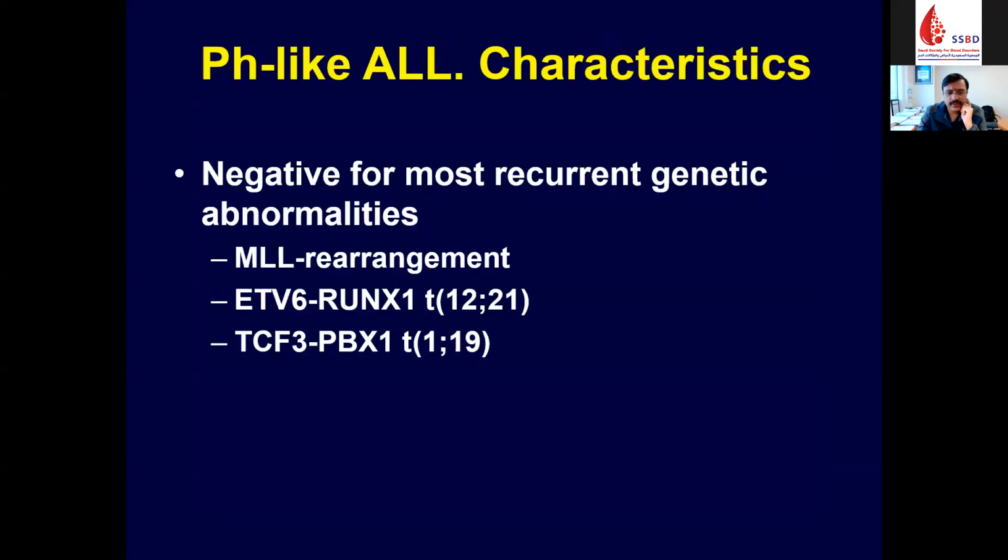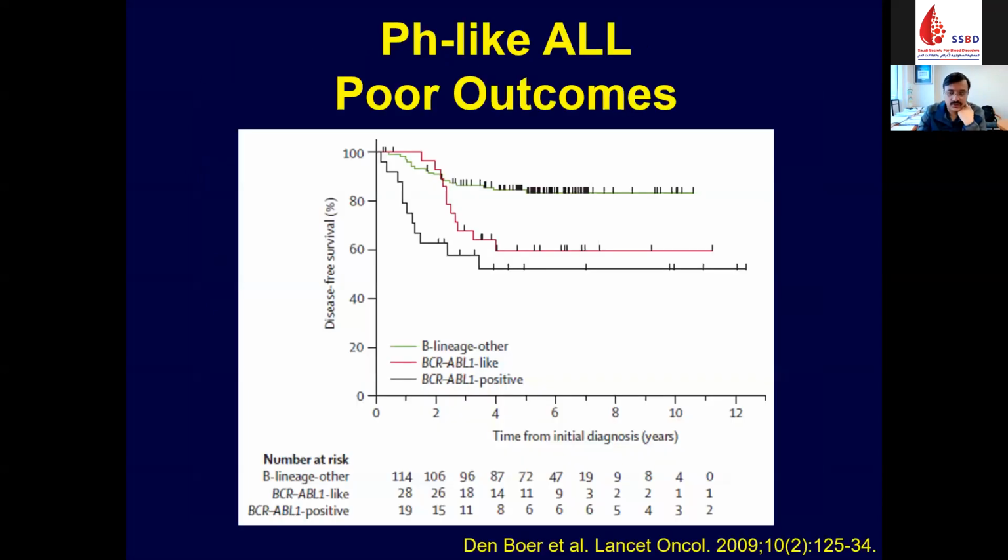So one thing to remember about this entity is that these patients do not have the recurrent genetic abnormalities. For example, if someone has MLL rearrangement, that's not PH-like ALL. If someone has a known translocation, 12;21 or 1;19, that is not PH-like ALL. But why does this matter? Why is it important?